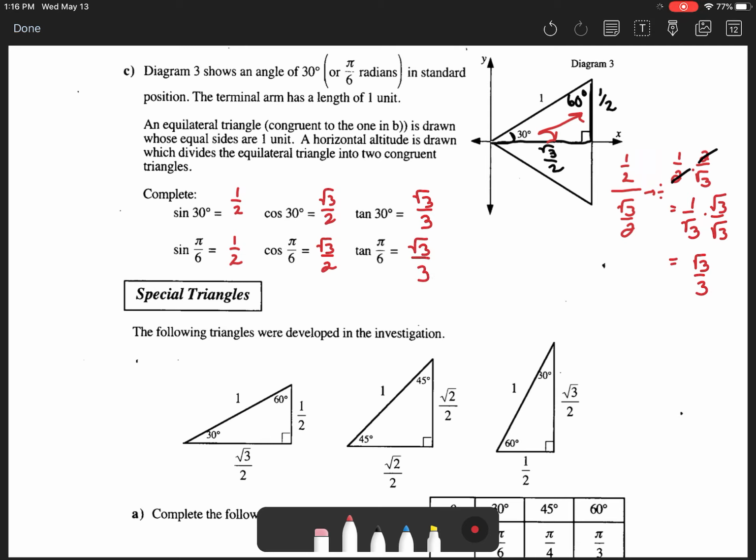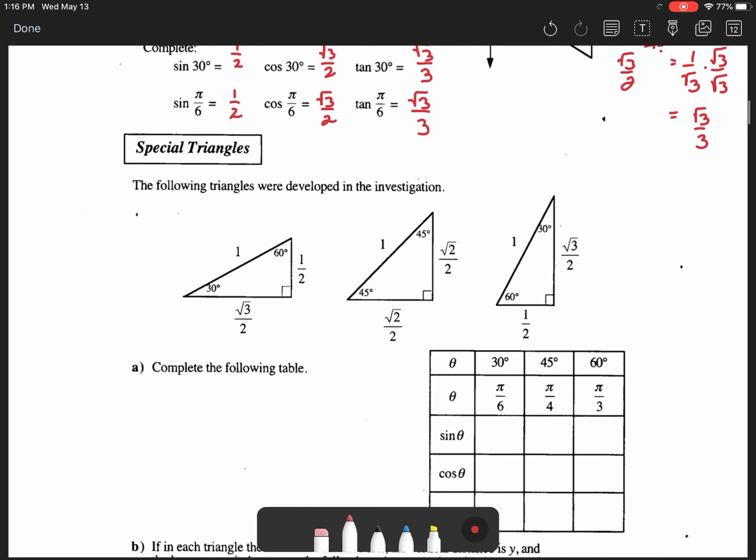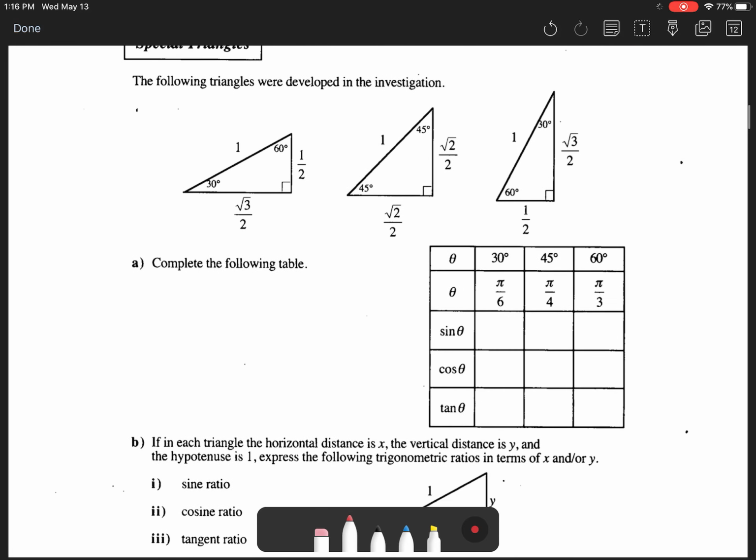So what we've done in those 3 examples, it was a lengthy process, but I think worthwhile in terms of seeing the calculations, is we created these special triangles here. Now, from these triangles, what we have is this table just below and to the right. And what we want to do is be very, very, very familiar with this table.